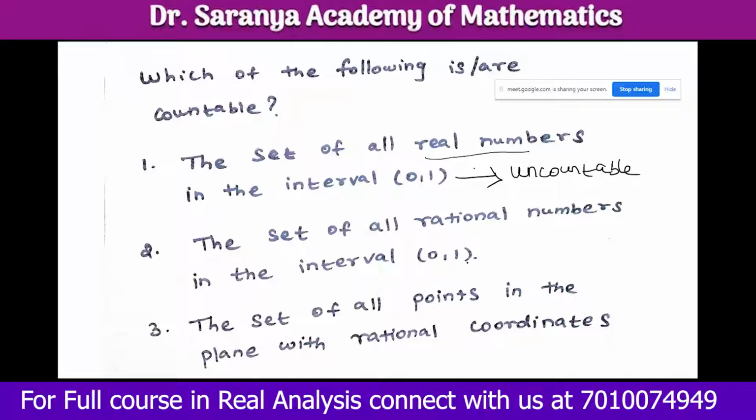Is the second one countable or uncountable, ma? Countable, ma'am. How is it countable? Ma'am, in this set, the rational numbers in 0, 1 are countable. Yes, you need to consider only rational numbers in this interval, correct? So it is countable. Is it clear? Okay, ma. Thank you.